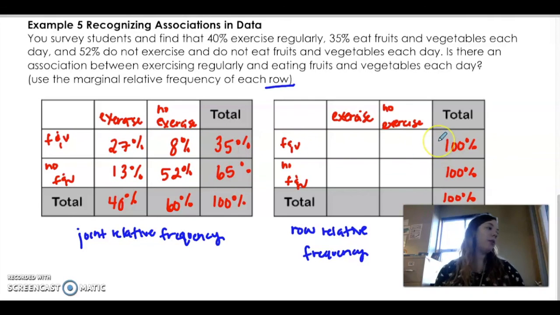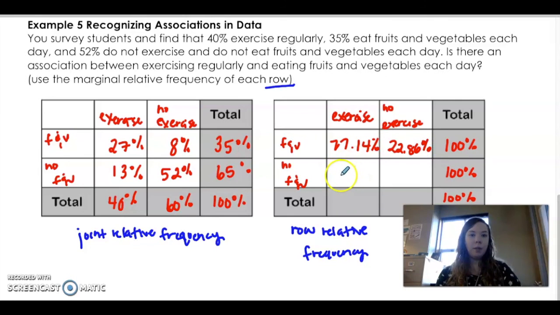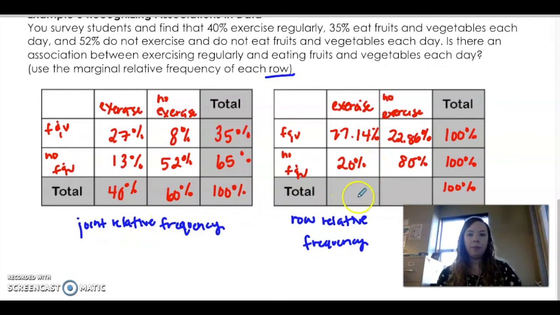Okay, to get our row frequency, we're going to take our cell divided by the total for that row. So here I would take 27 divided by 35, which is 77.14. 8 over 35 is 22.86. And down here, 13 over 65 is 20%. So this one must be 80% to total 100. And then our bottom row will be the same. We'll have 40 and 60. And these aren't going to add down anymore. They're just going to add across.